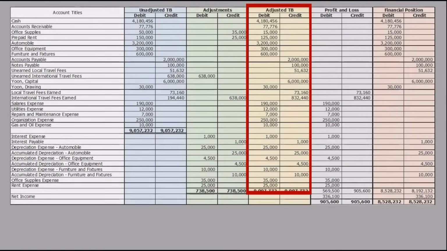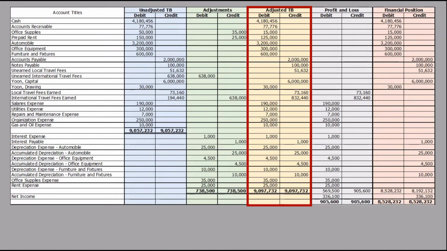If you remember, this is your worksheet and that is your adjusted trial balance column. What we need to achieve is that when you look at the T account related to unearned international travel fees in your ledger, you will see that it has 0 balance, because your adjusted trial balance tells you that it has no balance anymore. Also, in your T account of accumulated depreciation on automobile, you will see in your ledger that you already have posted 25,000 pesos worth of accumulated depreciation for your automobile.